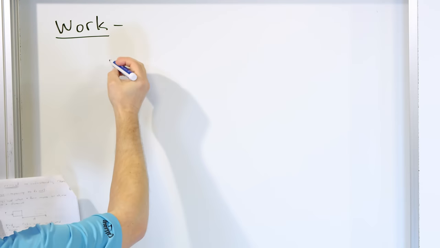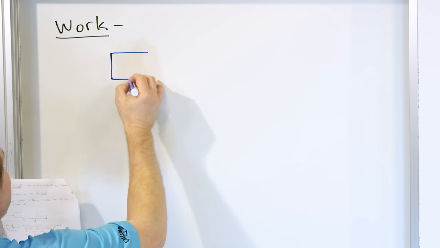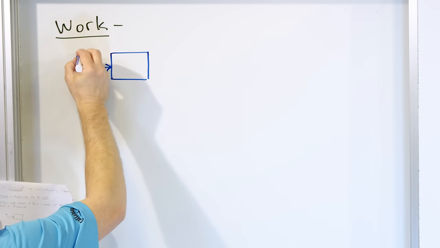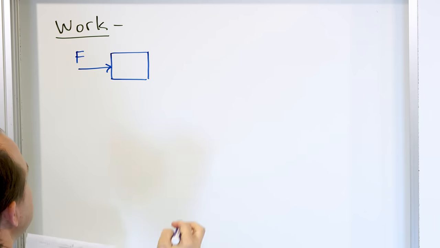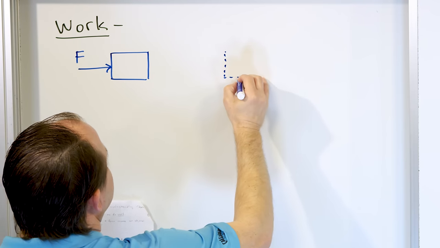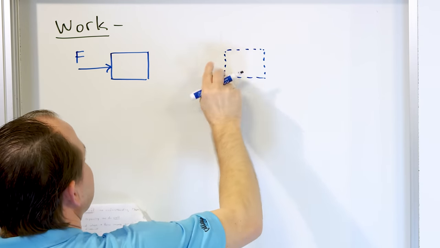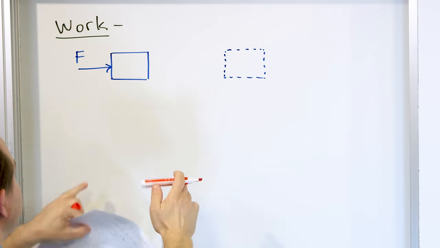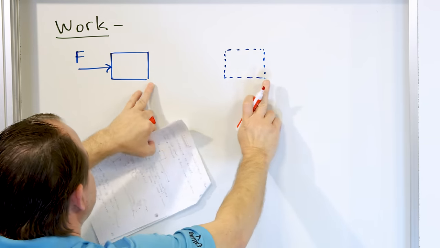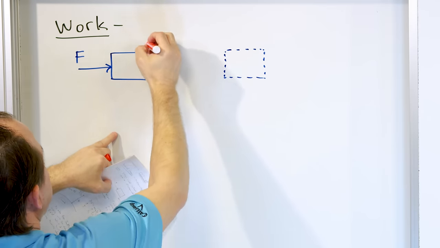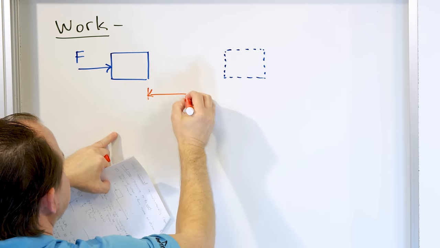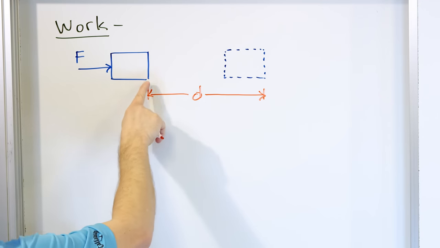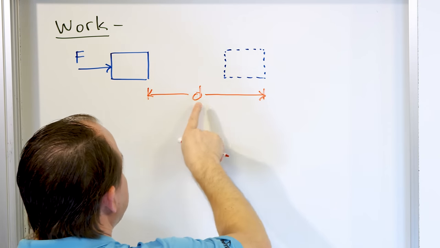So here I have some box. I'm just going to draw a little box, nothing special. I'm exerting some force. I'm just literally standing here pushing in this direction. And then the box ends up in some final position. I'm putting a little dot there because some time has passed and I've moved it here. Now, how far did the box move? Well, you can pick the trailing edge to the trailing edge or the leading edge to the leading edge. Either way, if you pick a consistent place, it's going to move through some distance D to get to its final destination.